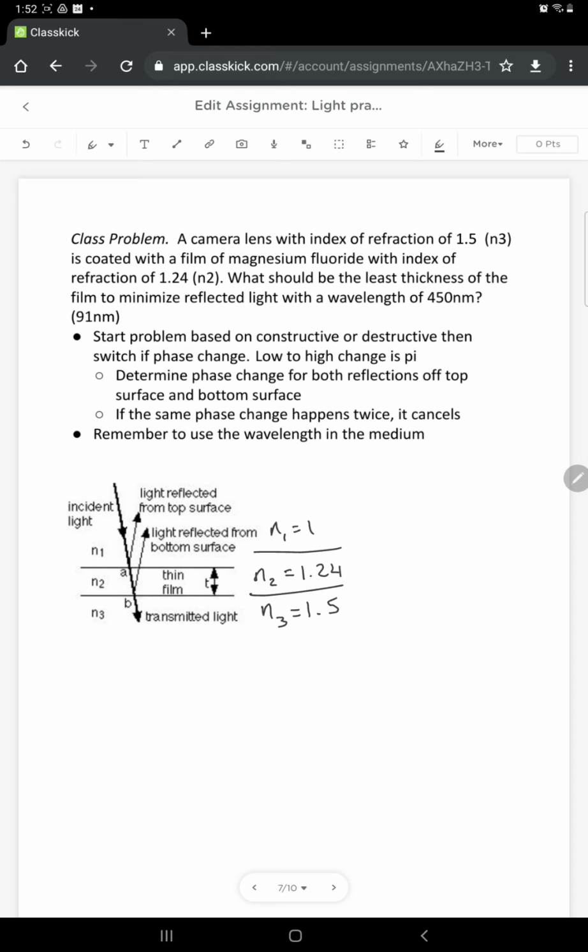What should be the least thickness? What is the least thickness of this film, we're looking for t, with a wavelength of 450 nanometers, to minimize reflected light? So they just want to minimize this 450 nanometers. That's lambda.